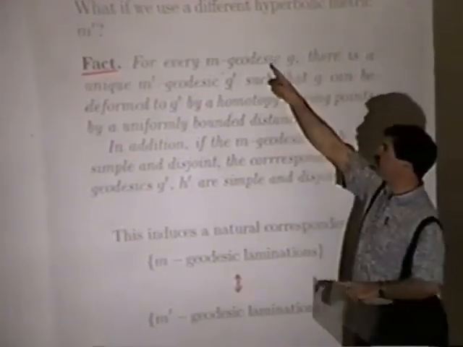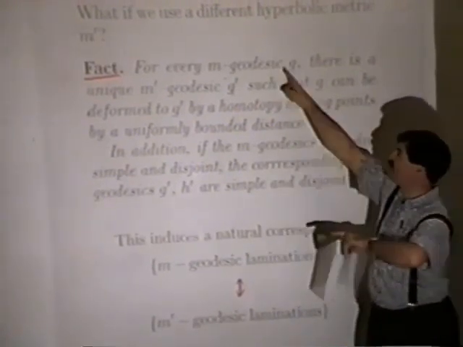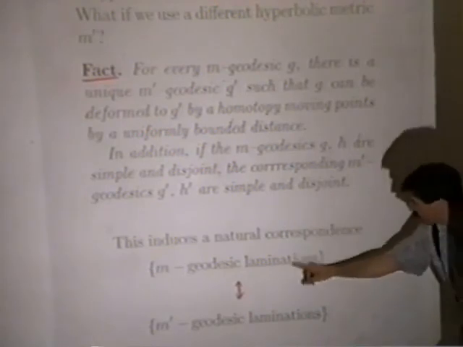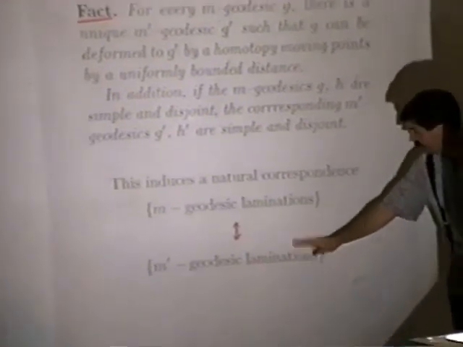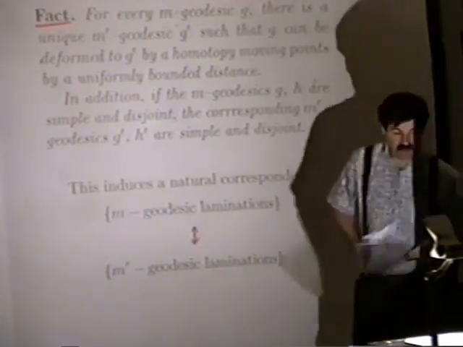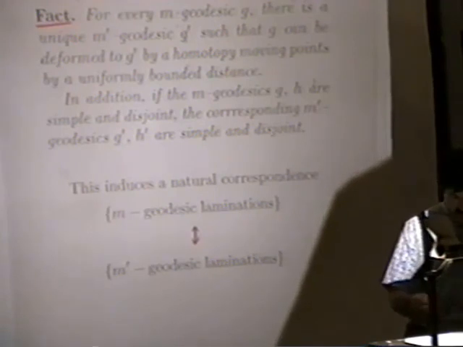Now, if you take two geodesics like this which do not cross, the images do not cross either, and therefore you get a natural correspondence between M geodesic laminations and geodesic laminations for the other metric. So the theory of geodesic laminations is metric independent. There are other ways of defining this which make it a little more natural, where you never use the word metric anywhere.